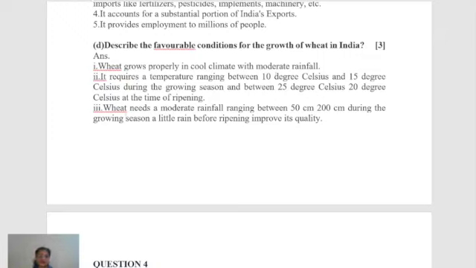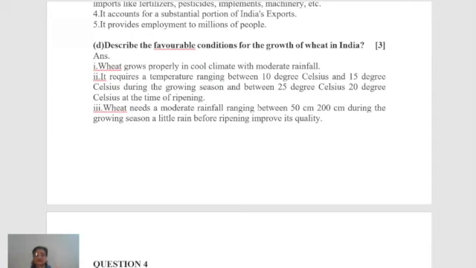What about the rainfall? It needs moderate rainfall ranging between 50 to 200 centimeters. That is most ideal for it. But yes, one very important thing: a little rainfall when it is ripening, at that time. We have that season around the end of February and March. That is the period when we have the wheat cultivation.